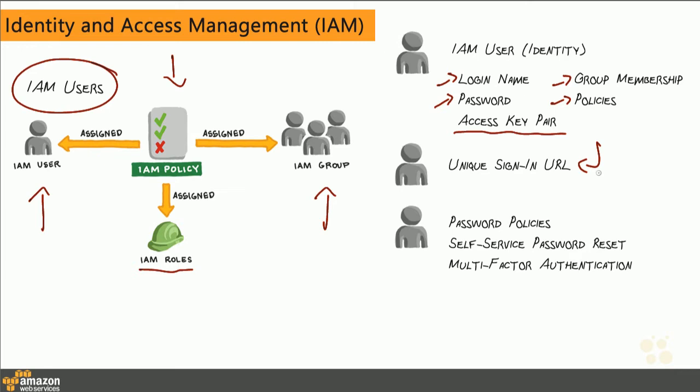If all of the AWS customers were using the same sign-in URL, well, all of their IDs would have to be unique, and that would mean that all of my users would have to have a unique ID across all of AWS customers. Because I have my own unique sign-in URL, my user's identity, their login name, only has to be unique within my account itself.